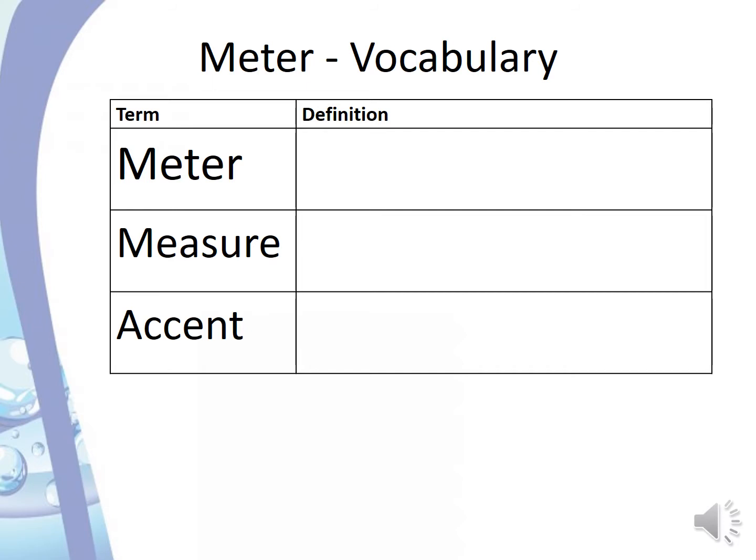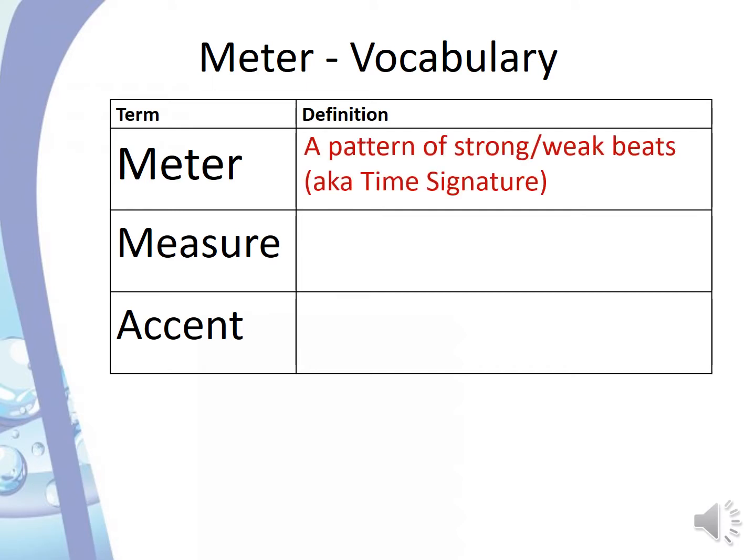Meter, then, is the pattern of strong and weak beats. Remember that meter can also be known as the time signature. Those strong and weak beats, with the addition of bar lines, are then separated into what we call measures. To make it even clearer when the separation occurs, we will sometimes place something known as an accent at the beginning beat in every measure.